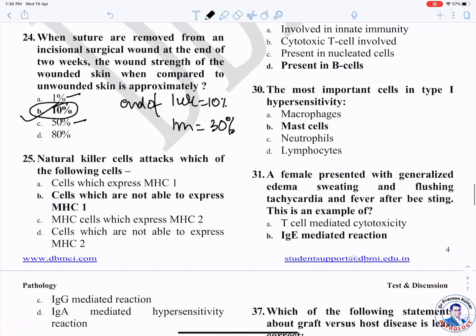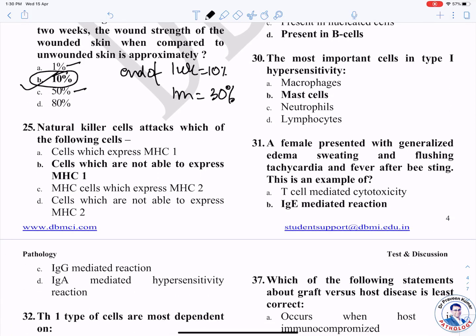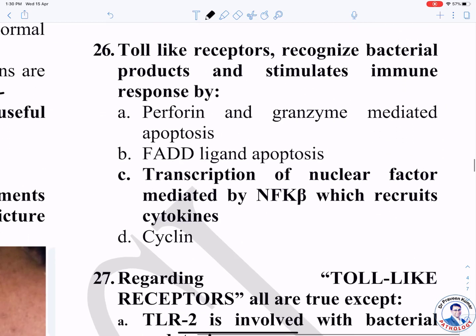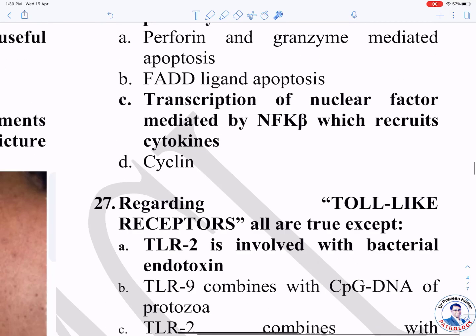Okay. Question 25, obviously this was a very straightaway question, and NK cells kill those cells which are not able to express MHC1, because I told you MHC1 will activate the inhibitory receptors of the NK cells. Okay. Question 26, so this is a straightaway question that the Toll-like receptors definitely activate the NF-kappa B, which recruits the cytokines. It's a straightaway question.